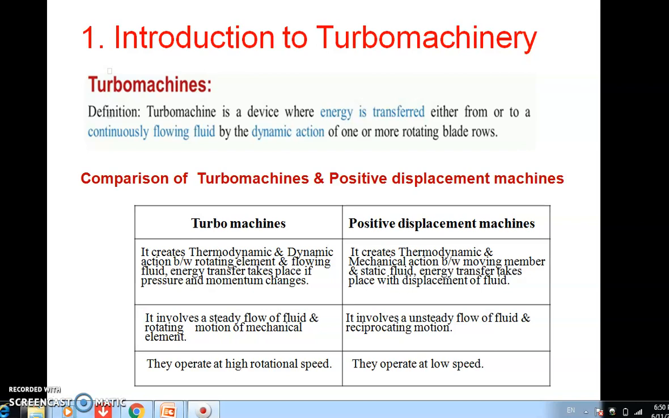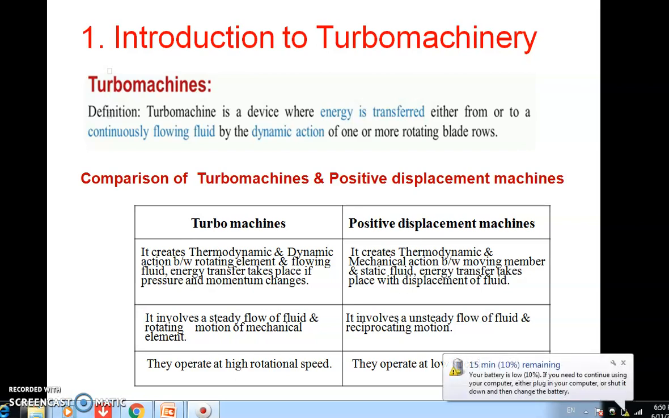That is linear displacement work done. In turbo machines the work done is in the form of rotation, while in positive displacement machines the work done is in the form of force into displacement. So it is a linear displacement there, and in a turbo machine there is an angular displacement. That's why the work done will be calculated separately by different formulas for turbo machines and positive displacement machines. So this is the first difference.